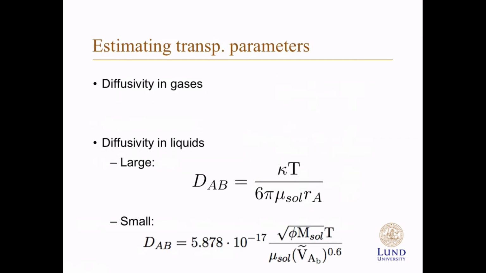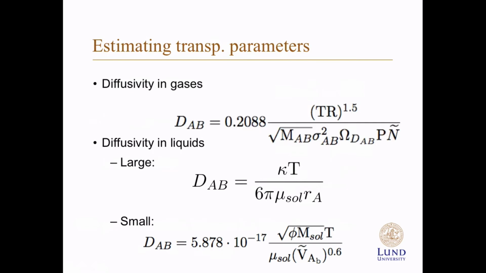When you estimate transport parameters like diffusivity, you use the first equation here for diffusivity in gases. So it's the gas constant times the temperature in Kelvin to the power of 1.5, and then you have the molar weight, the size of the molecule, a correction parameter, the pressure, and Avogadro's number.